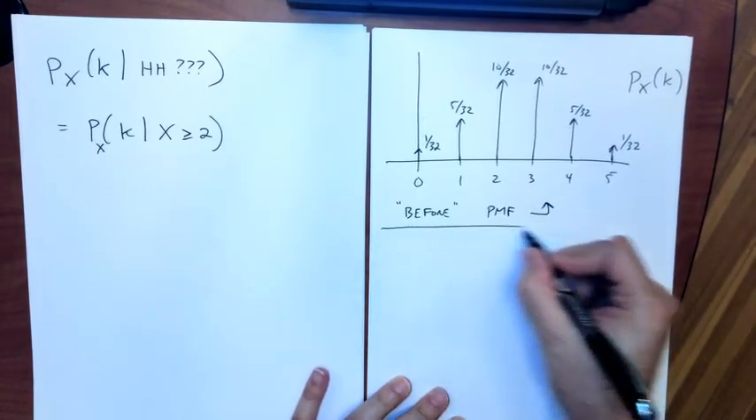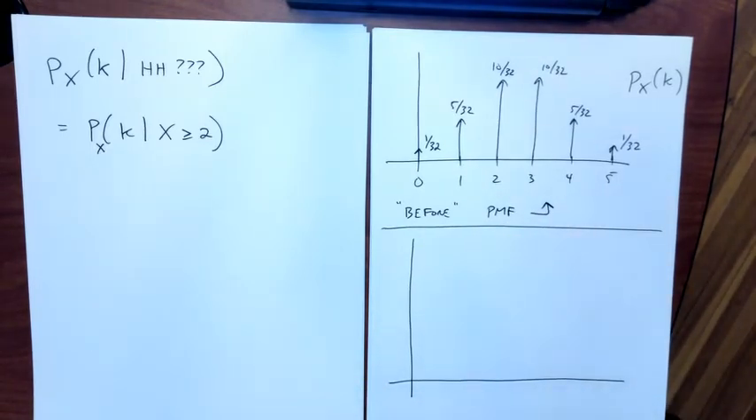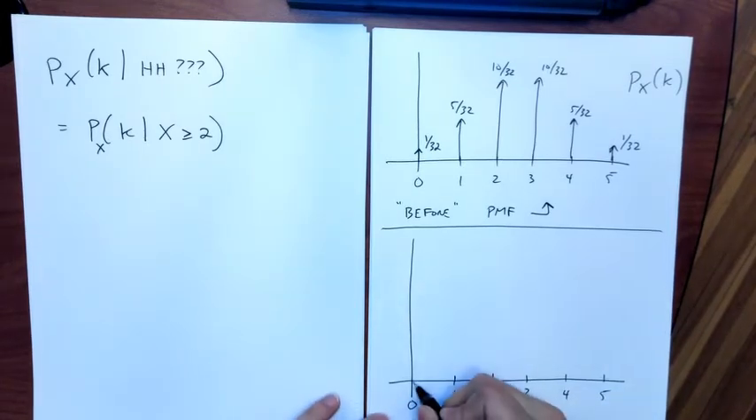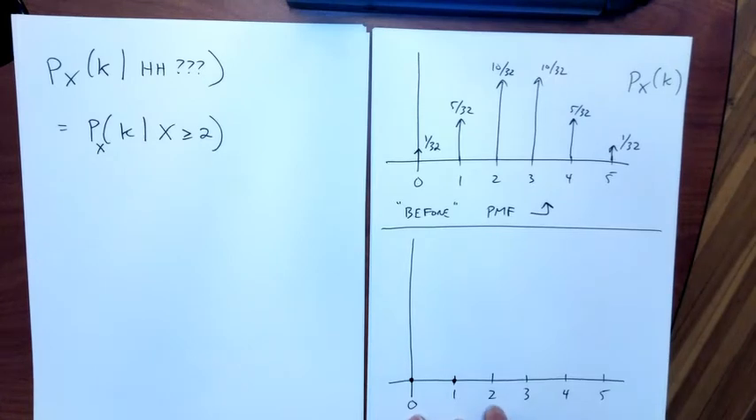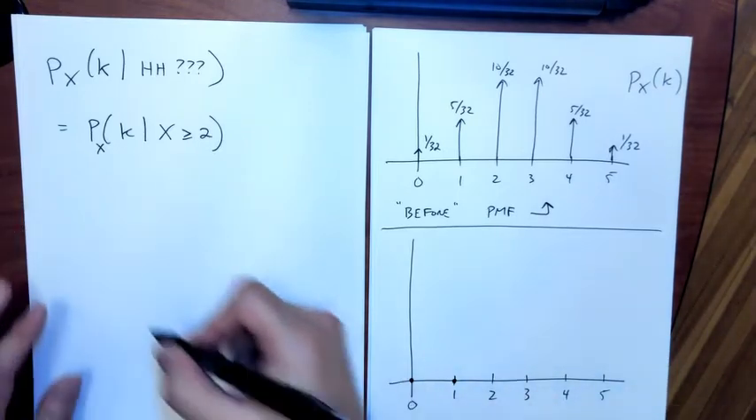Now I tell you the condition, and I want to know what is the after PMF, right? So I tell you that I already got 2 heads. So I know now that the condition shifts the probability, right? So now there's no possibility of getting 0 because I already know I got 2. There's no possibility of getting 1. There is some possibility that I only stick with 2, and then there's some possibility of getting 3 heads, 4 heads, 5 heads, right?